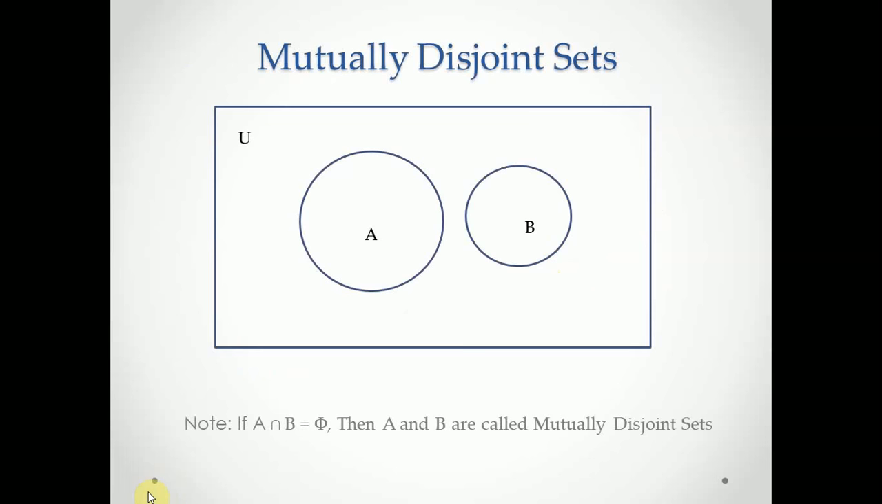Now let's try to understand one more important type of sets, mutually disjoint sets, which comes under the category of intersection. What if there are two different sets which don't have any common element? That means the set A intersection B is phi, meaning A and B don't have any common element, then they are called mutually disjoint sets. Okay, so this is something you should know.